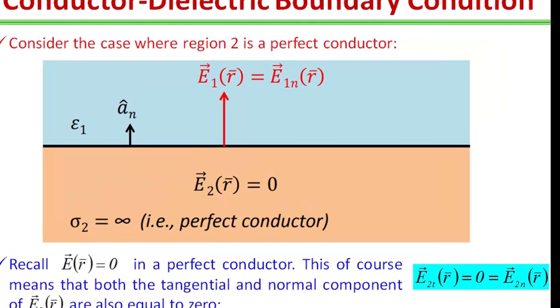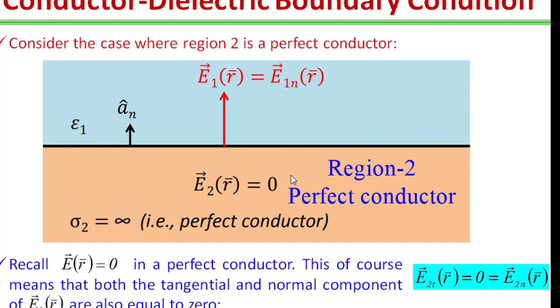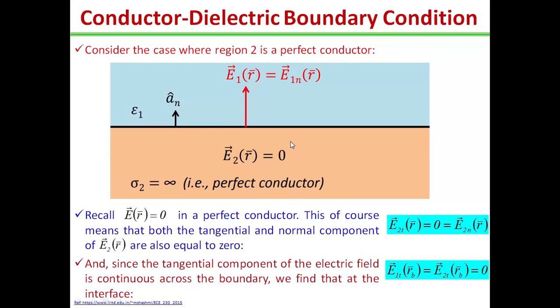Look at this figure. Consider the case where region 1 is a dielectric of permittivity epsilon 1, while region 2 is a perfect conductor of infinite conductivity, where the electric field is 0. To determine the boundary condition for a conductor-dielectric interface, we will follow the same procedure as we used for the dielectric interface in the previous video, except that we incorporate the fact that E is equal to 0 inside the conductor, as here we are using the conductor as medium 2.